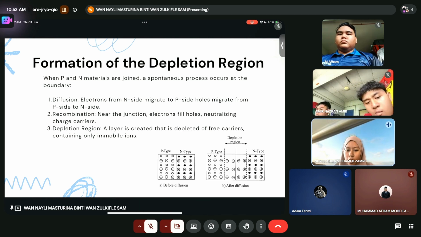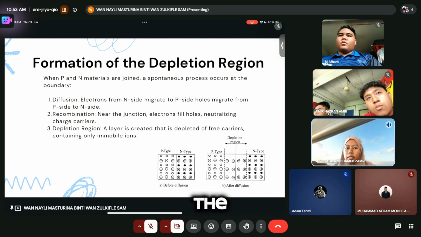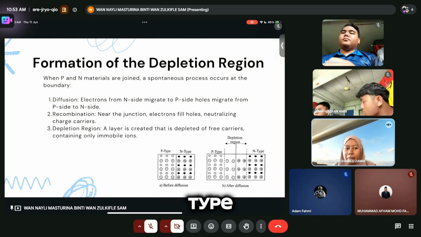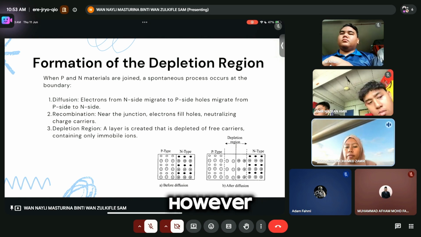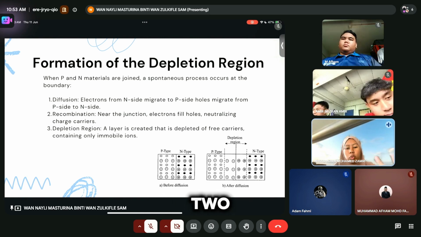Near the junction, the electrons combine with the holes and neutralize the charge carriers, and this process continues. A region begins to form around the junction. This region is known as the depletion region. As shown in the diagram, before diffusion occurs, the P-type and N-type materials contain their respective majority carriers. However, after diffusion and recombination take place, a depletion region is formed at the interface between the two materials.